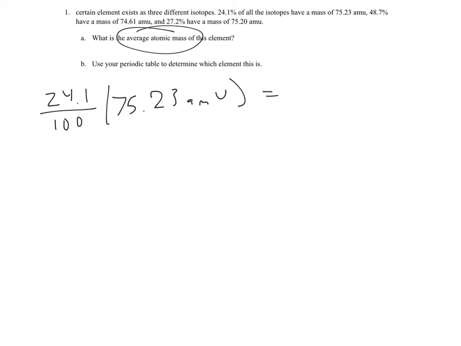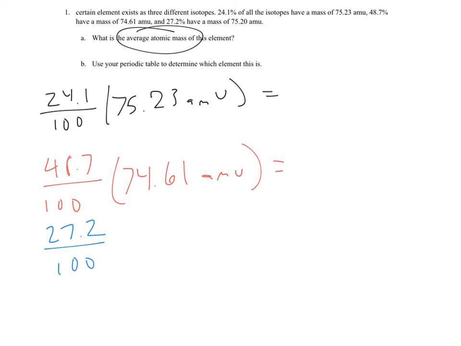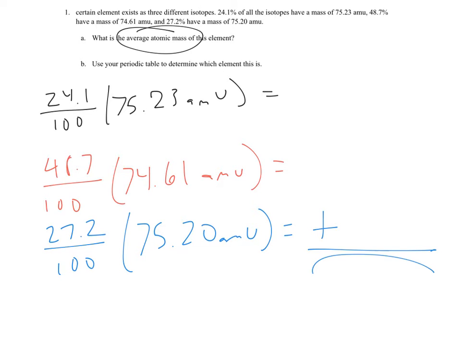And then I'm going to say that 48.7 out of 100 have a mass of 74.61 AMUs. And then for the last one, there's 27.2 out of 100 have a mass of 75.20 AMUs. Once we get all three of those values, we're going to add them all together, and that's going to give us our total value. For part B, you're just going to look up and see which one has that average atomic mass.